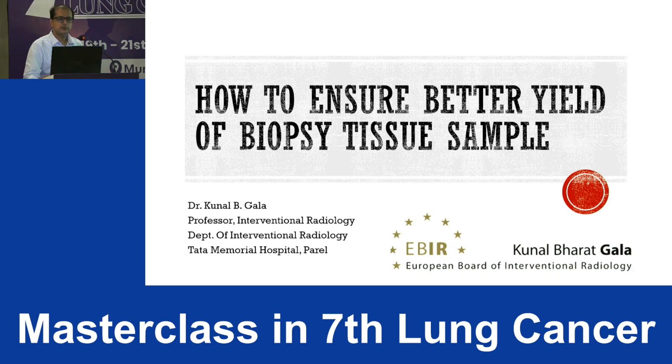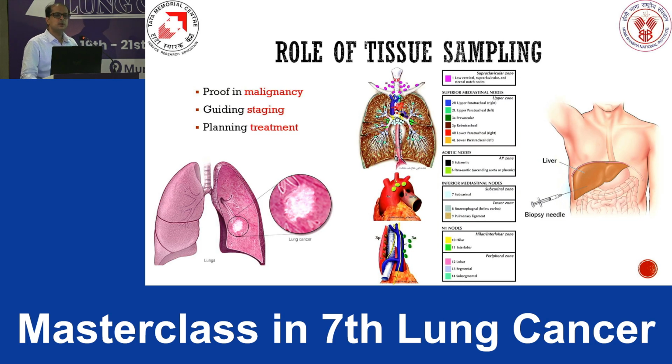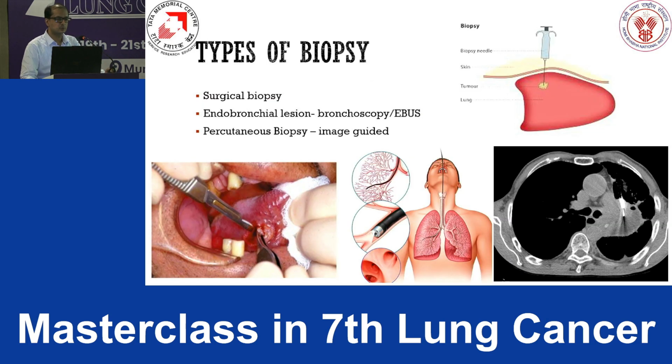The topic for today is how to ensure better yield of biopsy tissue sample. As we know, why do we require a biopsy? First, it is for proving the malignancy. Second is for staging, and third is for planning therapy. Today, there are various types of biopsies available, be it surgical, endobronchial, that is EBUS or bronchoscopic guided, and third is percutaneous and image guided.